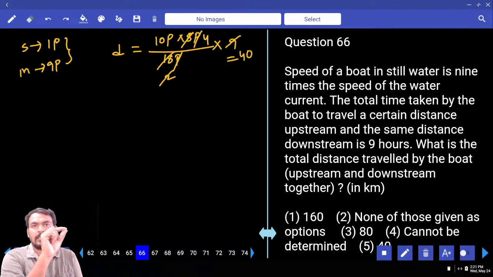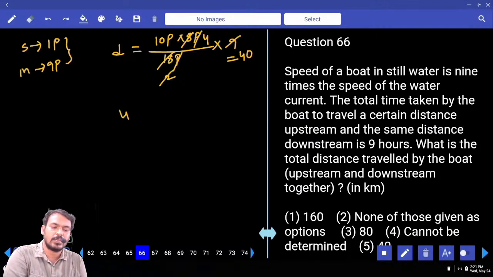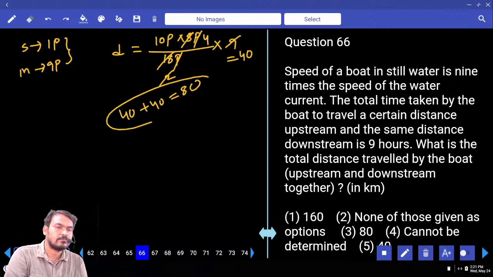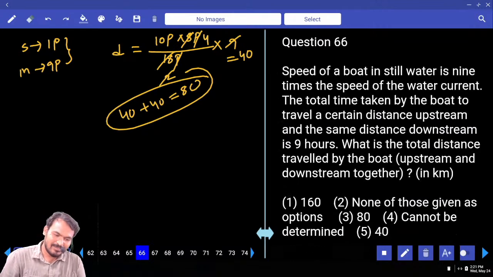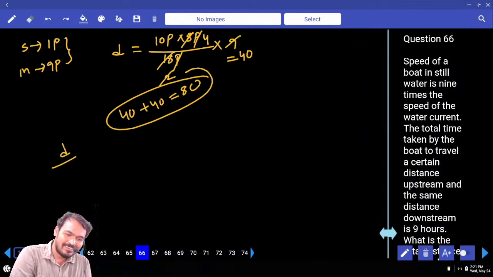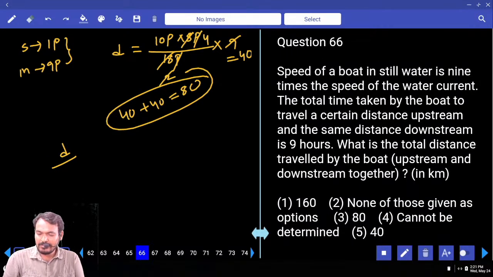It is only either A to B distance or B to A distance, or not? But we required the total distance, or not? A to B plus B to A means 40 plus 40. How much? 80, or not? It is not a formula. We required which one?